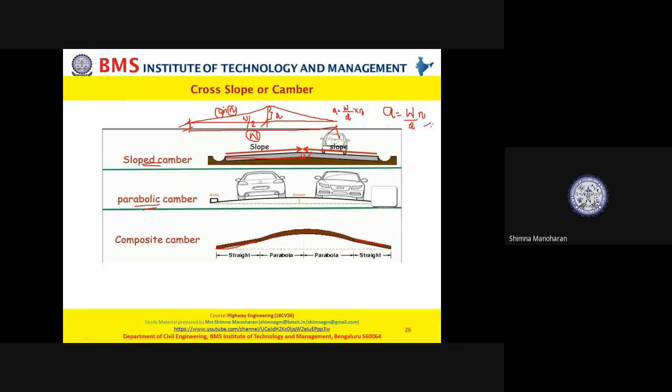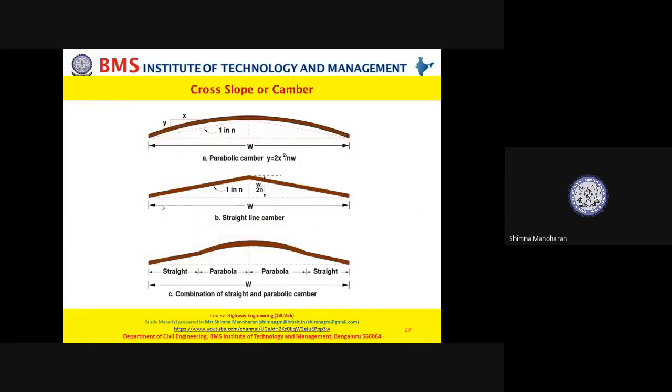For a parabola, we will be using what? The equation for parabola, that is nothing but y equals x squared by A. Okay, so here you get y equals 2x squared by NW. So this equation for parabola is not important for you; sloped camber will be asked in the exam. So this is how you get the equation. So this slide is important for parabolic camber, this y.